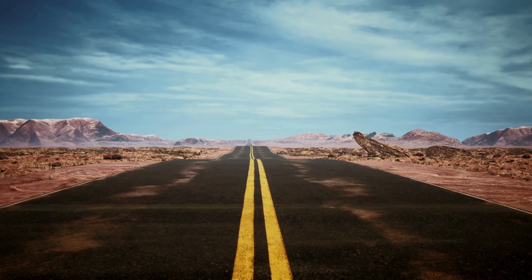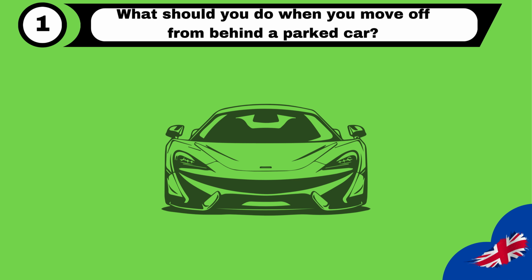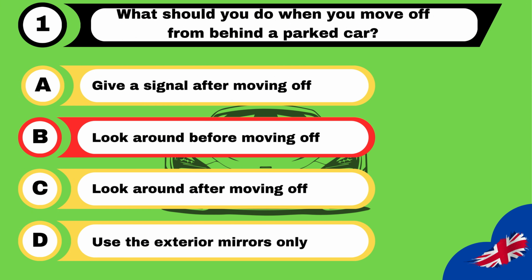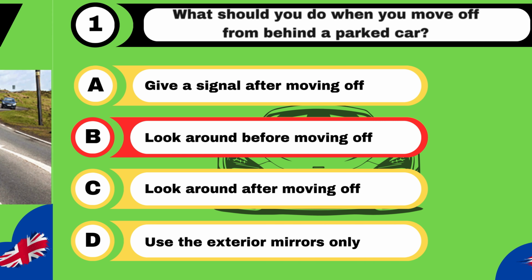All right, let's get started. Question 1. What should you do when you move off from behind a parked car? A. Give a signal after moving off. B. Look around before moving off. C. Look around after moving off. D. Use the exterior mirrors only. The answer is B. Look around before moving off.